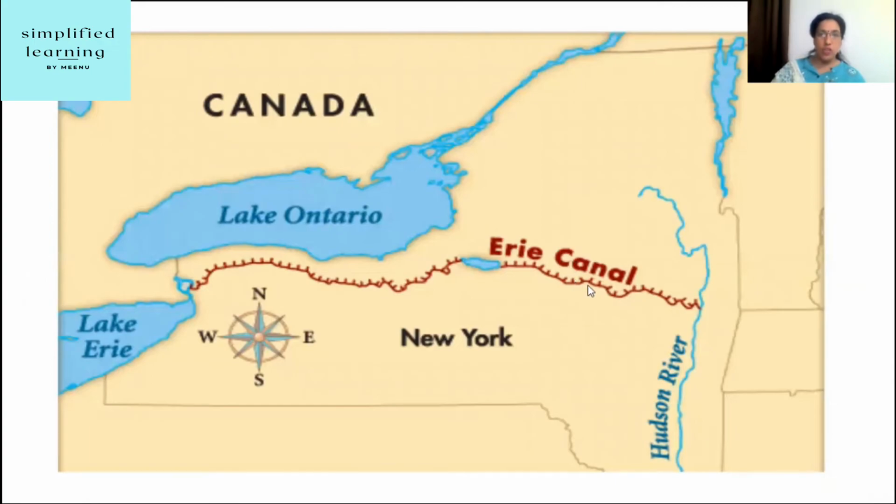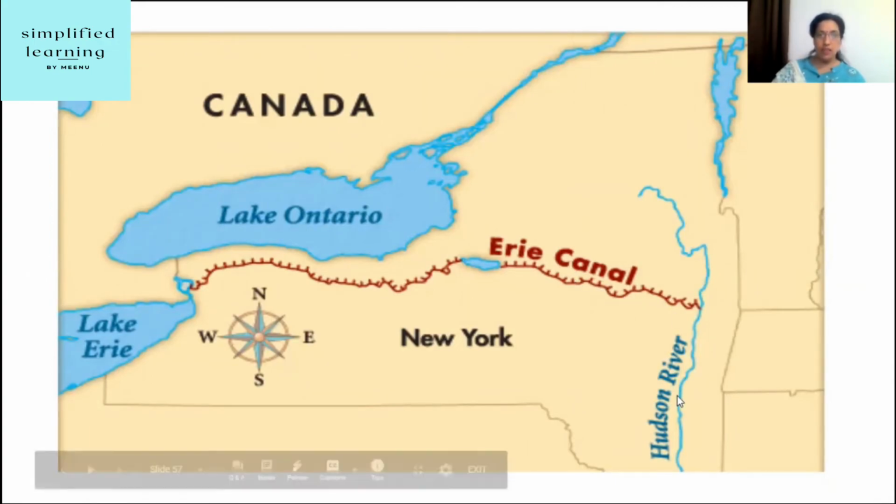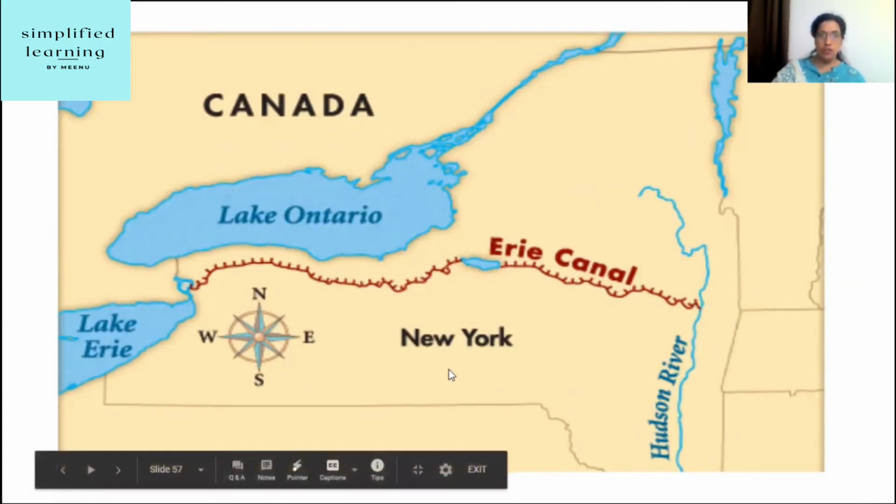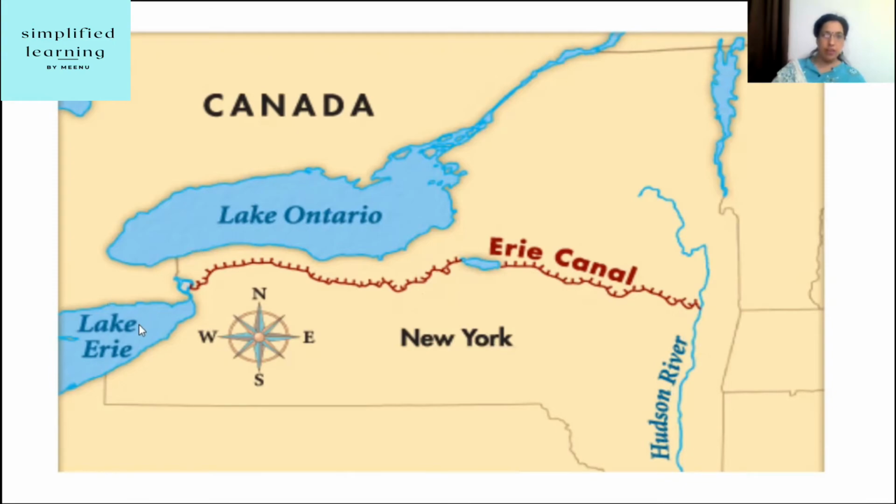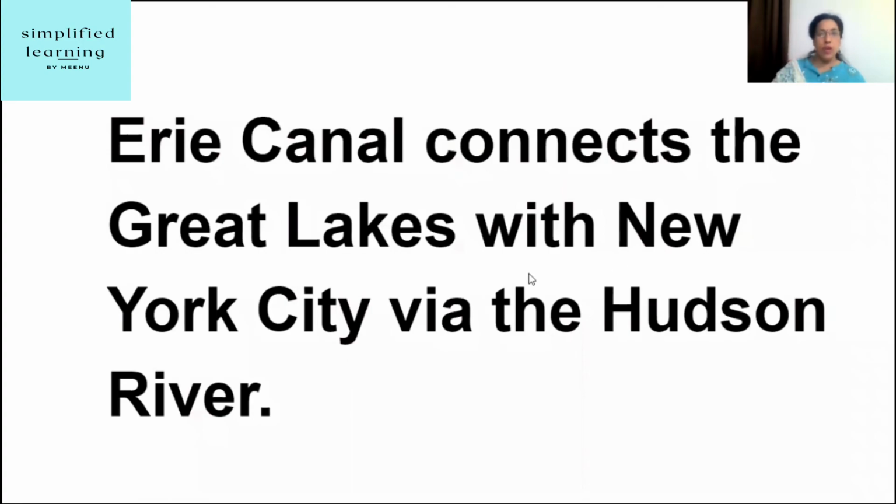So you can see the location of the Erie Canal. This is the Hudson River, New York, and then this canal was made. So this is the Great Lakes area. Lake Erie, Lake Ontario. So total 5 lakes are there in the Great Lakes region. So the Erie Canal connects the Great Lakes with New York City via the Hudson River.